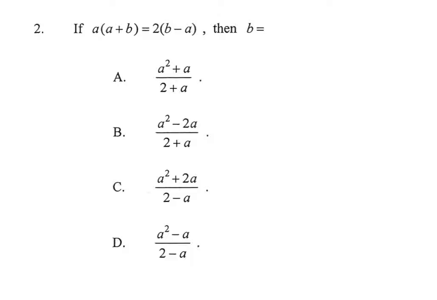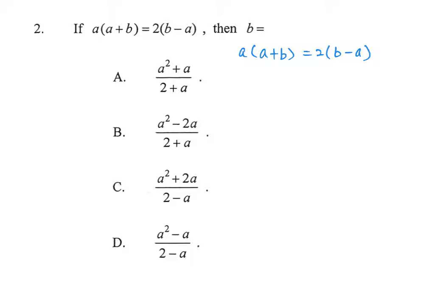DSE Math Past Paper 2020, Paper 2, Question 2. So this is about change of subject. The question is A times (A plus B) equal to 2 times (B minus A). We need to change the subject to B.